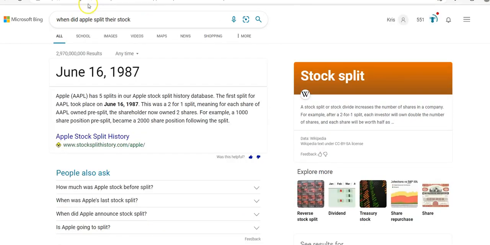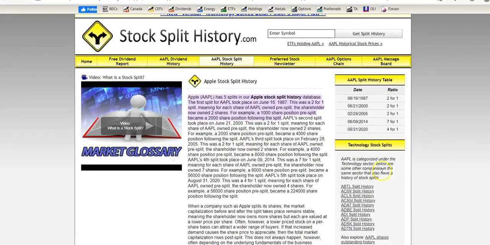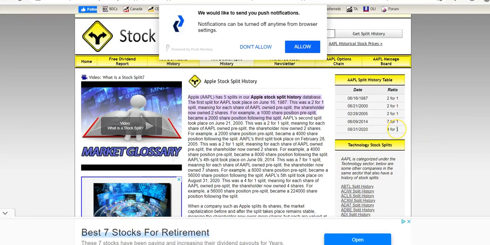Because one of these was... Okay, they have 5 splits. Okay, let's go look. Split history! Okay, here you go. Here's the ratios.